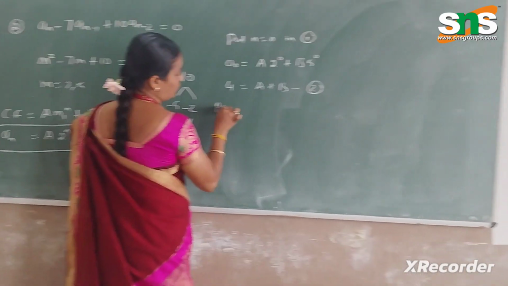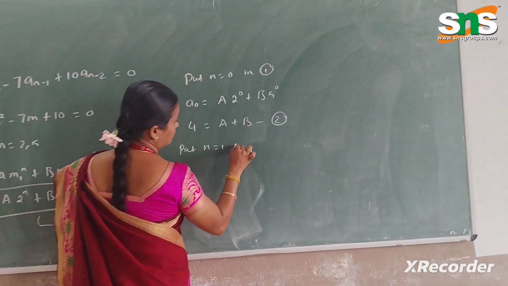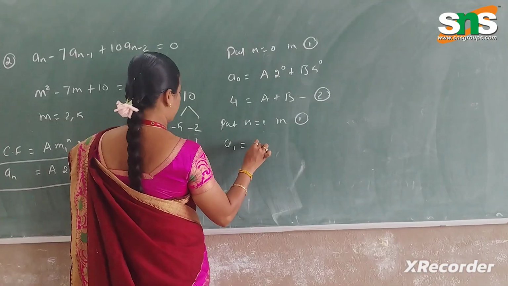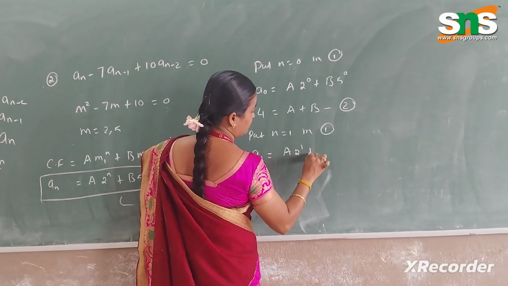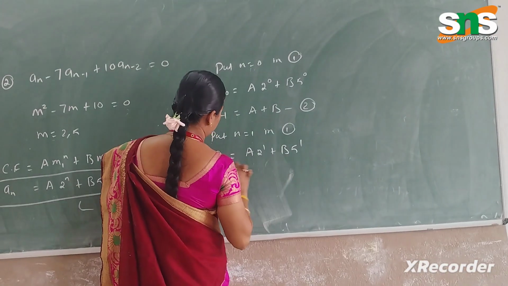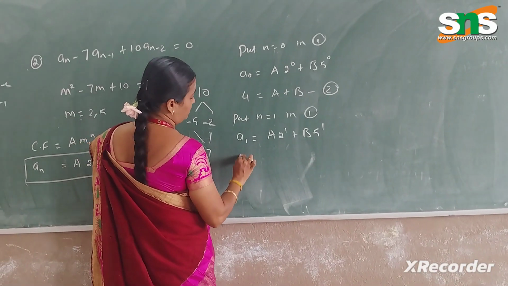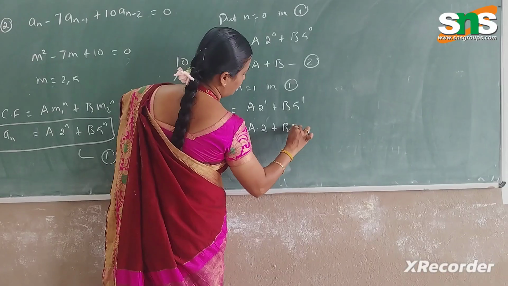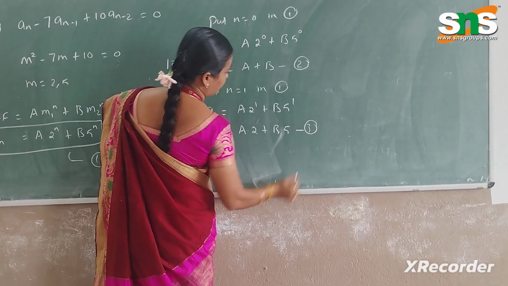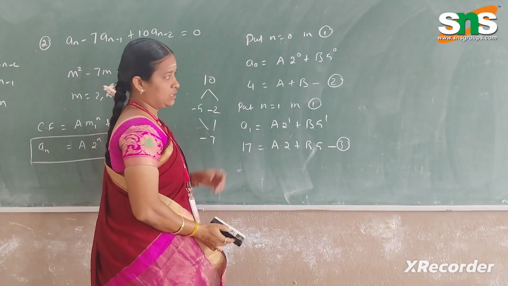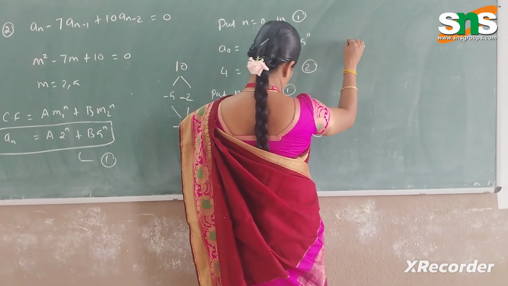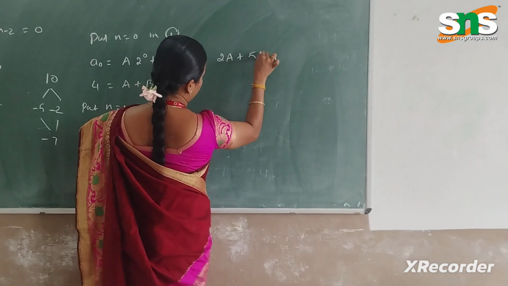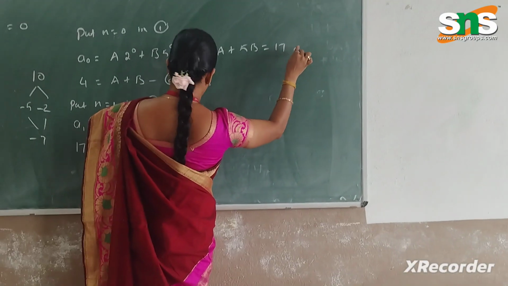Next put n is equal to 1 in equation number 1. Your equation becomes a_1 is equal to a into 2 power 1 plus b into 5 power 1. What is the a_1 value? That is 17. So a into 2 plus b into 5. Take this as equation number 3. Now we are going to solve equations 2 and 3. So 2a plus 5b equal to 17. This is your equation number 3.